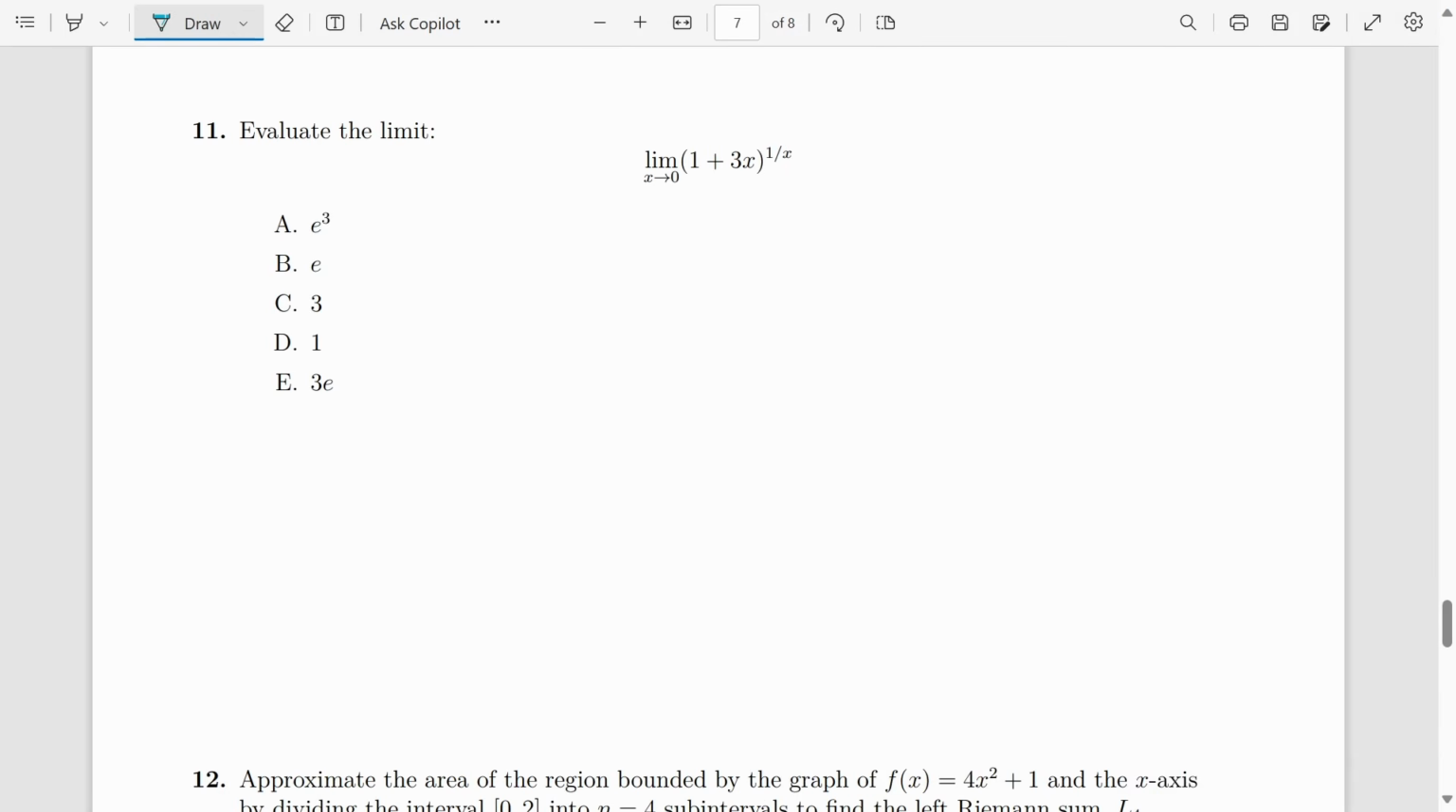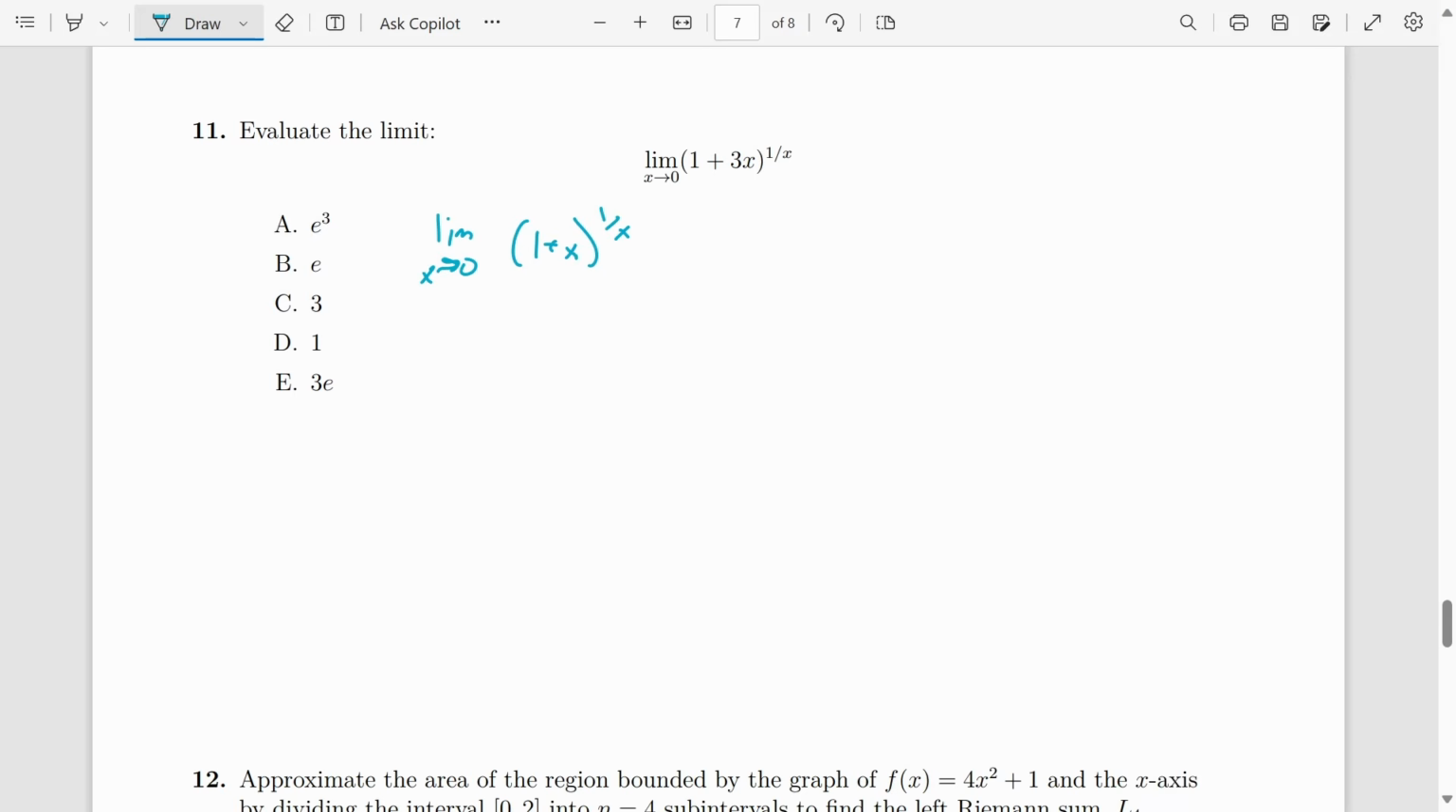Question 11, evaluate the limit. I don't like this question just because it's a knowledge test. I don't even know if you know how to do this limit yet. But what I think they're testing you on is if you know this one specific limit. I'm talking about the limit as x approaches 0 of (1 plus x) to the 1 over x.